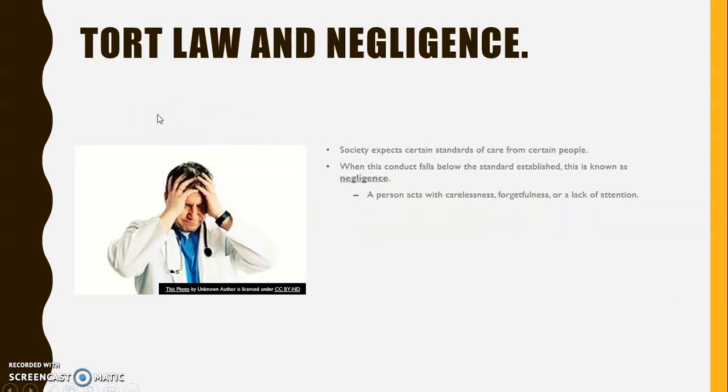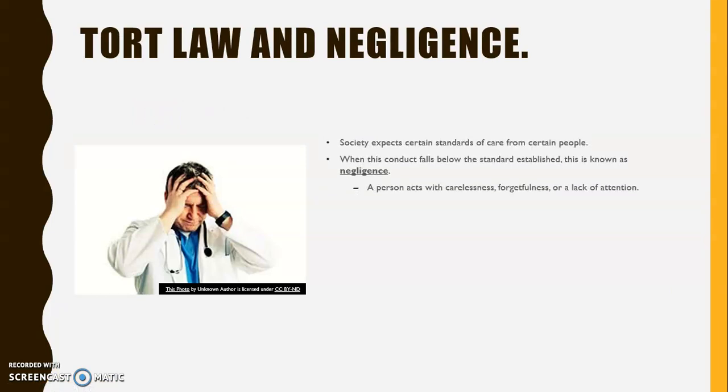Tort law and negligence. Society expects certain standards of care from certain people, right? Like you see here is a doctor. We expect our doctors to take care of us. We expect our police officers to take care of us. Things like that, lifeguards, people who have a responsibility, firefighters. We expect people to take certain care in terms of what they are doing. When this conduct falls below the standard established, this is known as negligence.